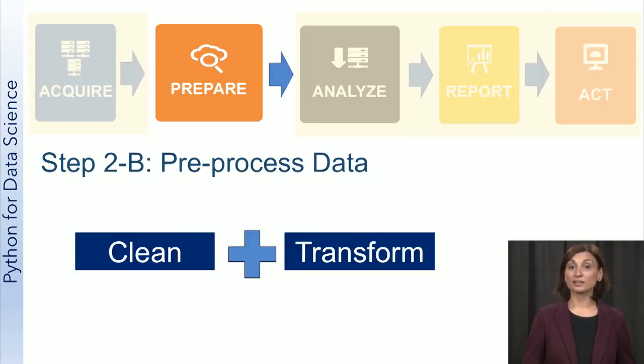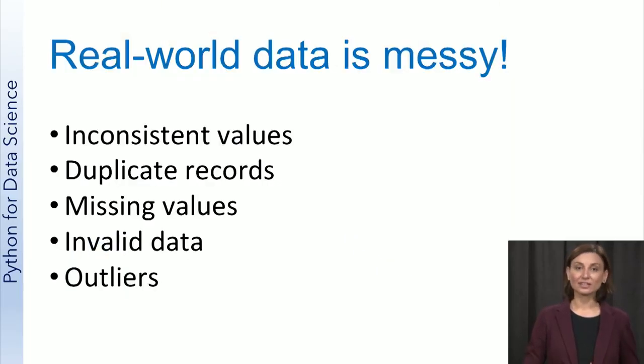The raw data that you get directly from your sources are never in the format that you need to perform analysis on. There are two main goals in the data preprocessing step. The first is to clean the data to address data quality issues. The second is to transform the data to make it suitable for analysis. A very important part of data preparation is to address quality issues in your data.